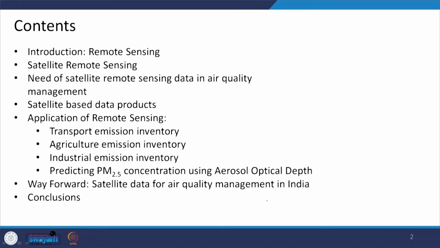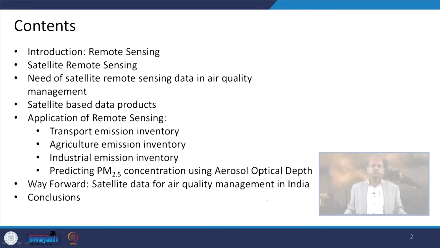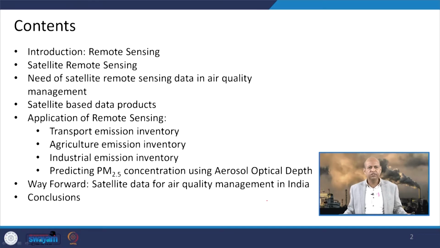So, this lecture will consist of these particular classifications or content list. We will discuss first of all what is remote sensing, and then satellite remote sensing, what is the need of satellite based remote sensing data in air quality management, and what are the different products of satellite based remote sensing observations, and then how we apply these remote sensing data in transport emission inventory or agriculture emission inventory or industrial sector emission inventory.